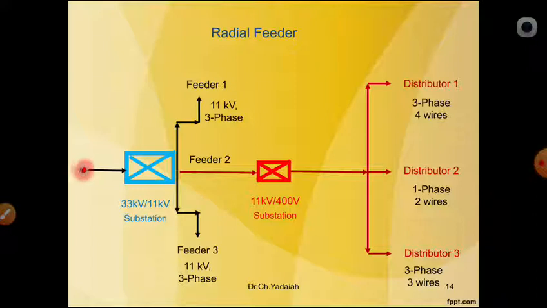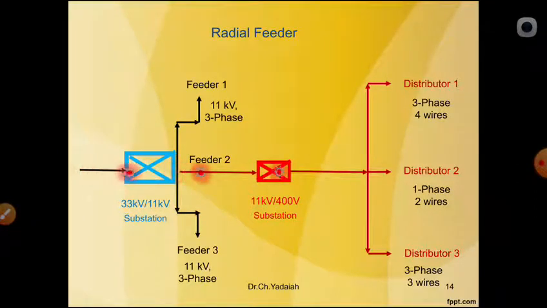Now you can see here the power is ready at the 33 by 11 kV substation, and after closing the circuit breaker, it comes to our substation, and after closing the air break switch, the AB switch, it goes to our distributor 1, distributor 2, distributor 3. The power continuously goes in only a single direction. So this is the radial configuration of distribution lines.